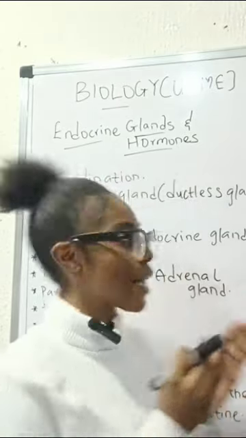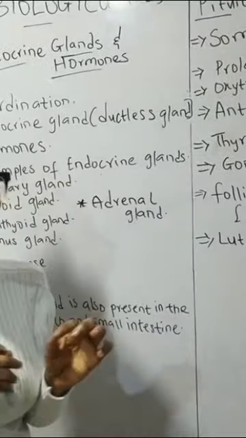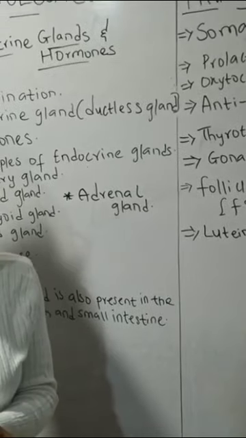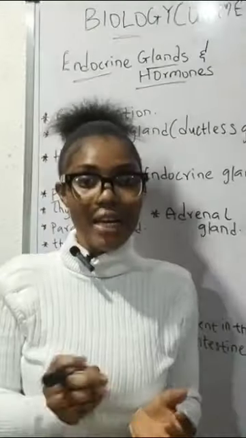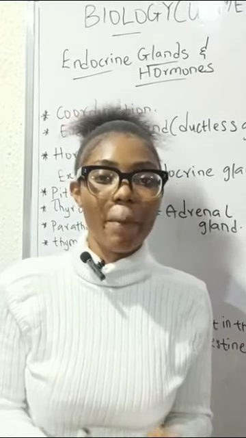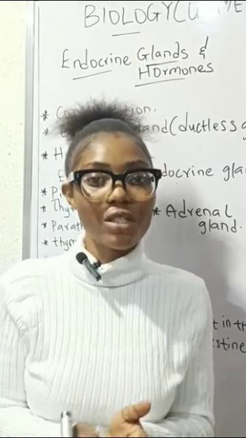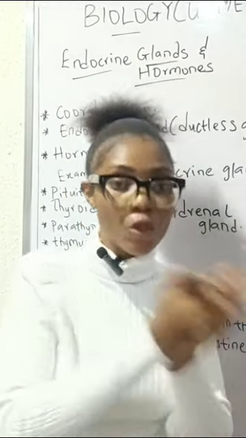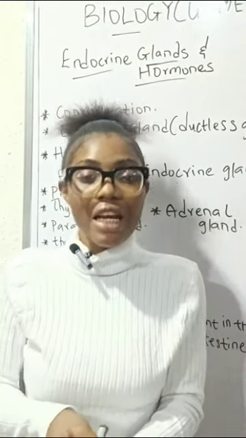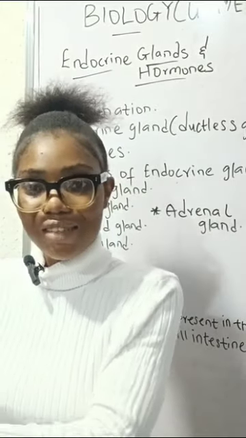An endocrine gland, as you can see in brackets here, is also called a ductless gland. Why is it called a ductless gland? It is called a ductless gland because it lacks a duct, and a duct is like a passage-like structure through which secretions are channeled to where they are needed. Endocrine glands secrete hormones, but they don't have a passage-like structure to carry the secretion to where it is needed.